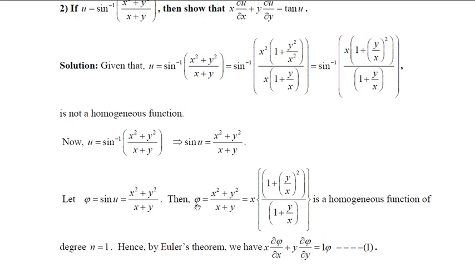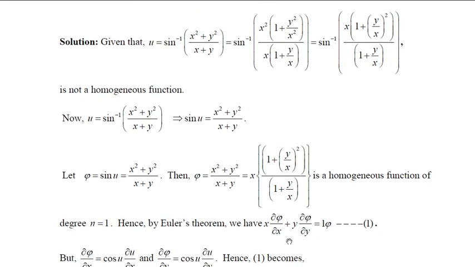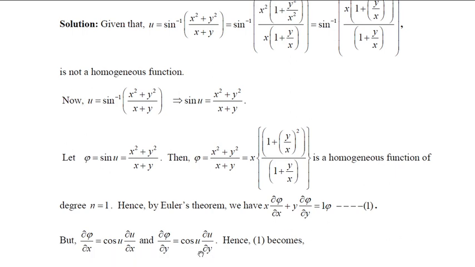So we can apply Euler's theorem for phi. What is that? Euler's theorem says x into dou phi by dou x plus y into dou phi by dou y is equal to n into phi. That is 1 phi. Remember, you cannot write u here because your u is not homogeneous, but phi is homogeneous. Now, differentiate this phi with respect to x. What is your phi? Your phi is sine u.